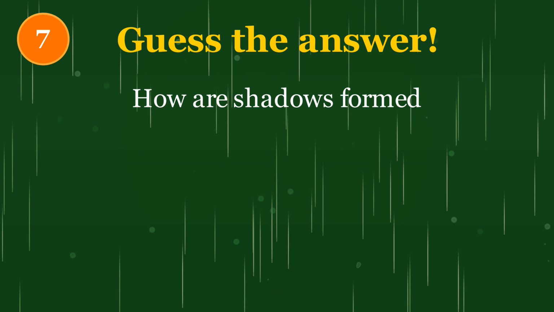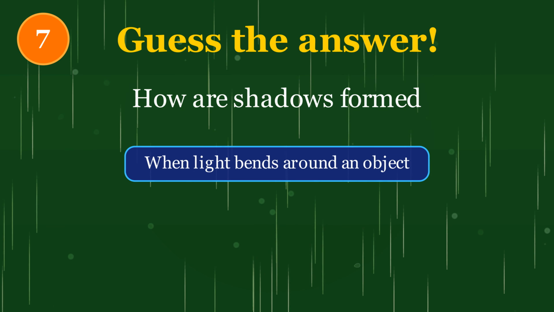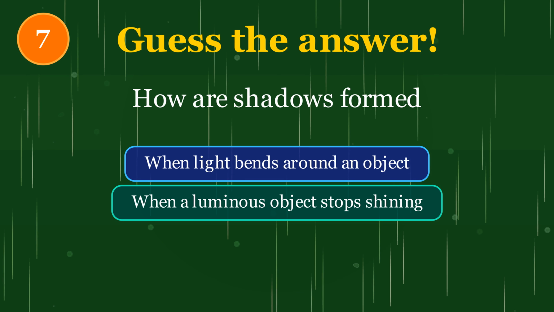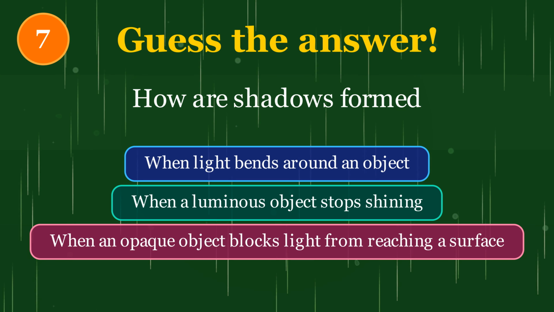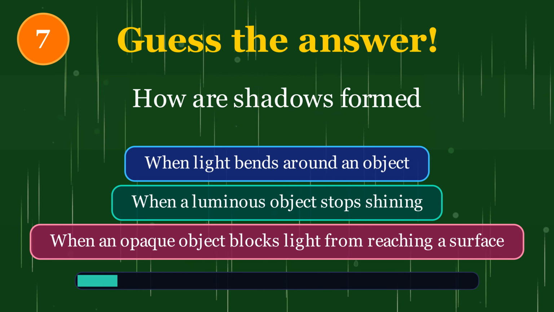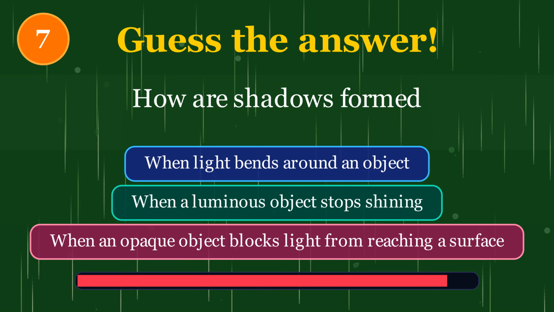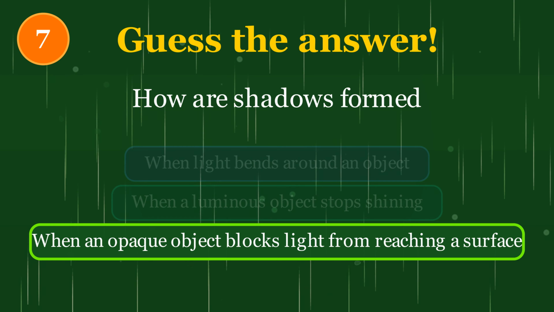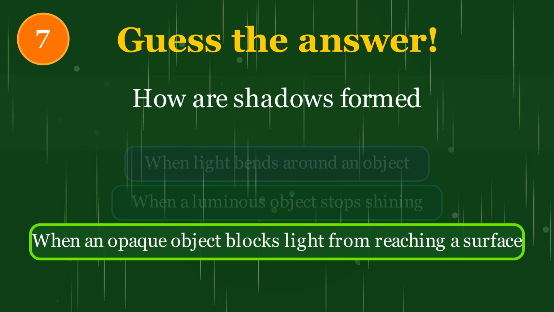How are shadows formed? When light bends around an object. When a luminous object stops shining. When an opaque object blocks light from reaching a surface. The correct answer is when an opaque object blocks light from reaching a surface.